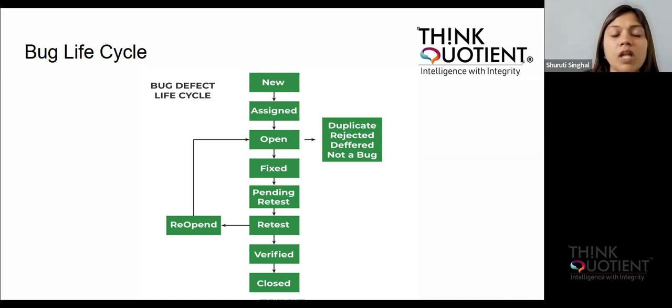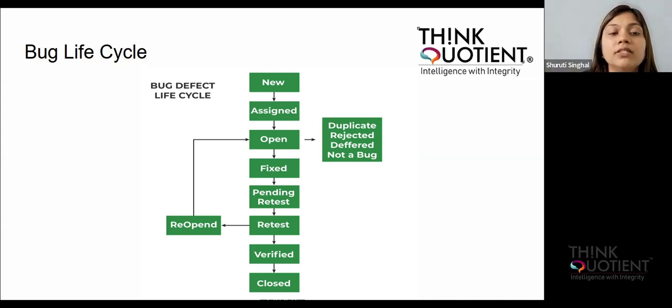Then is duplicate. Sometimes it may happen that you have already stated the reason for a defect, but still it is coming to you again and again. So you will say that this is a duplicate defect. Then we have, it is not a defect. So if the defect has no impact or it's not affecting the functioning of the software, so you can say it is not a defect. It might be because of the environment that is working.